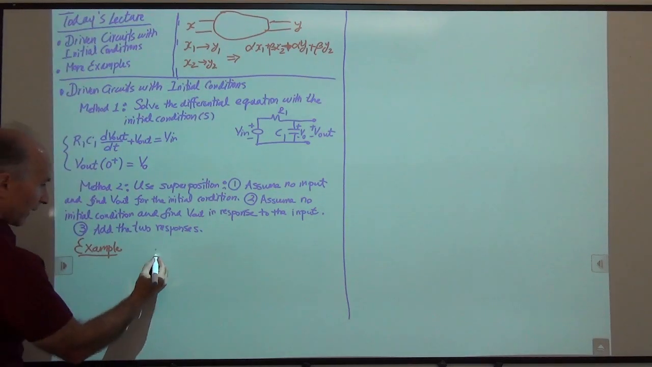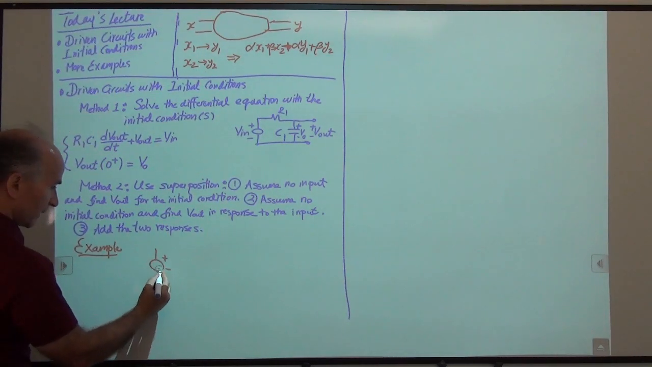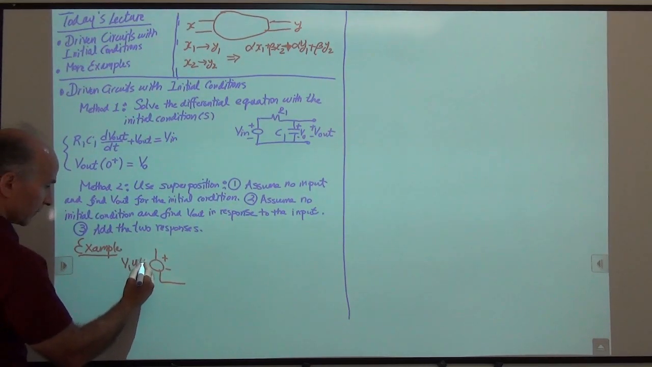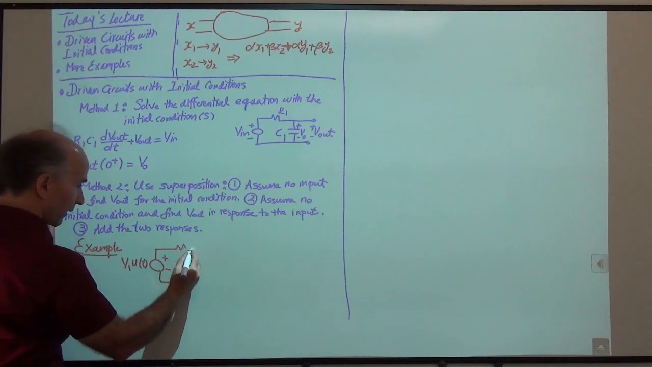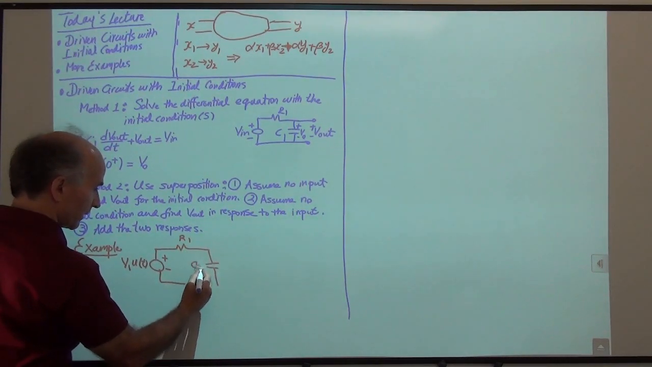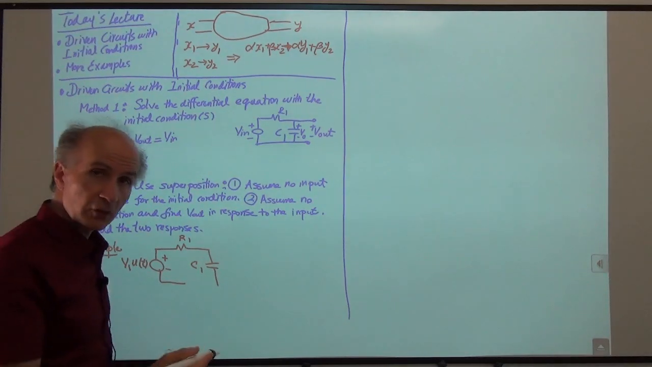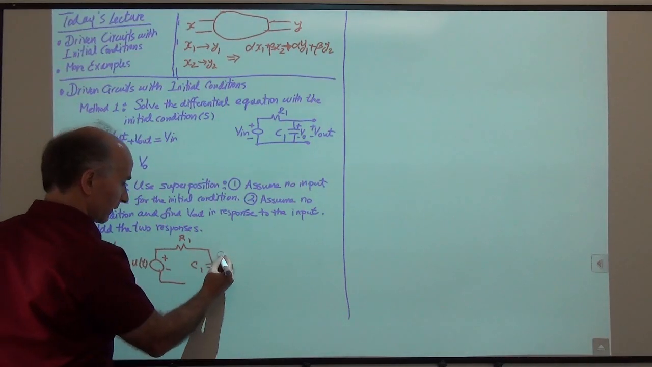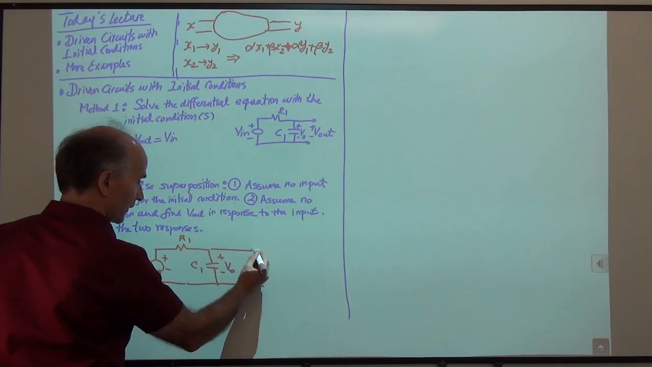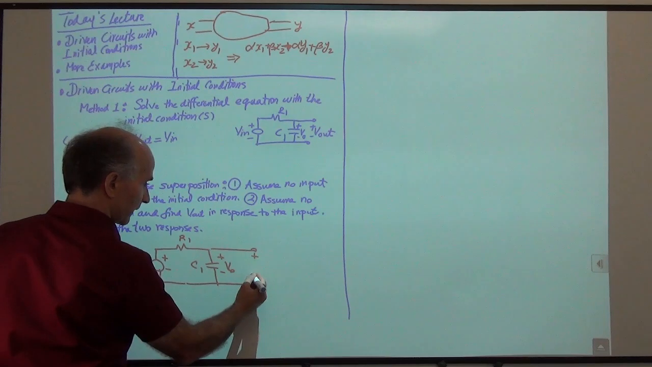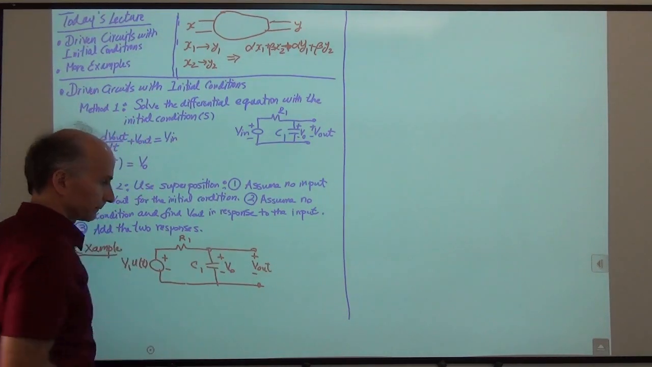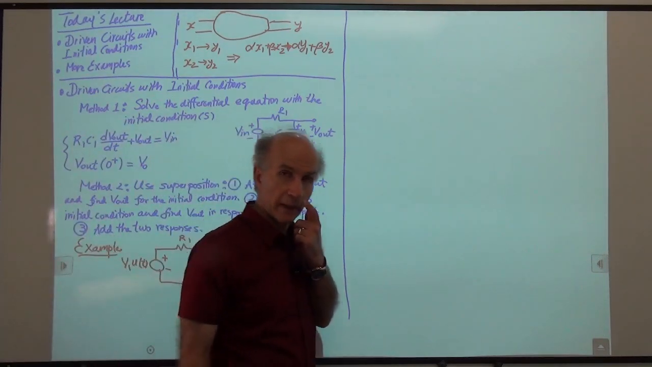So we have a step, suppose this is called V1 U of t, and then I have R1, and then I have C1. The capacitor has an initial voltage on it, so we call that V0. And we are interested in this voltage as a function of time.